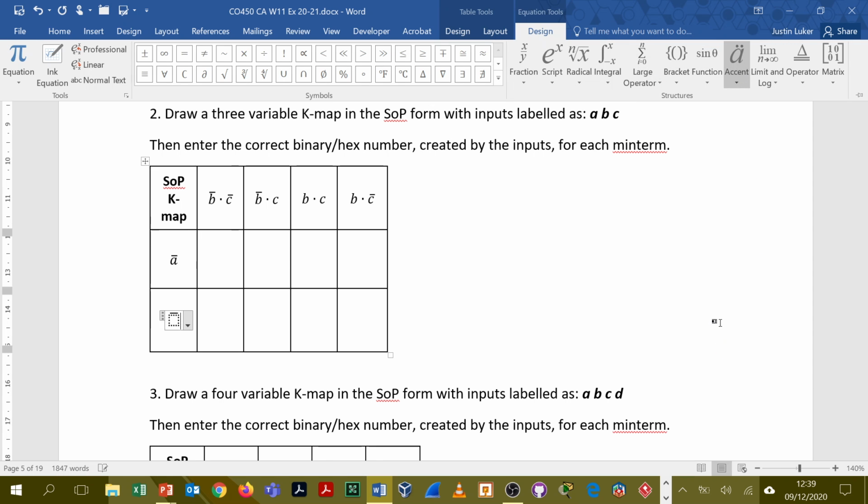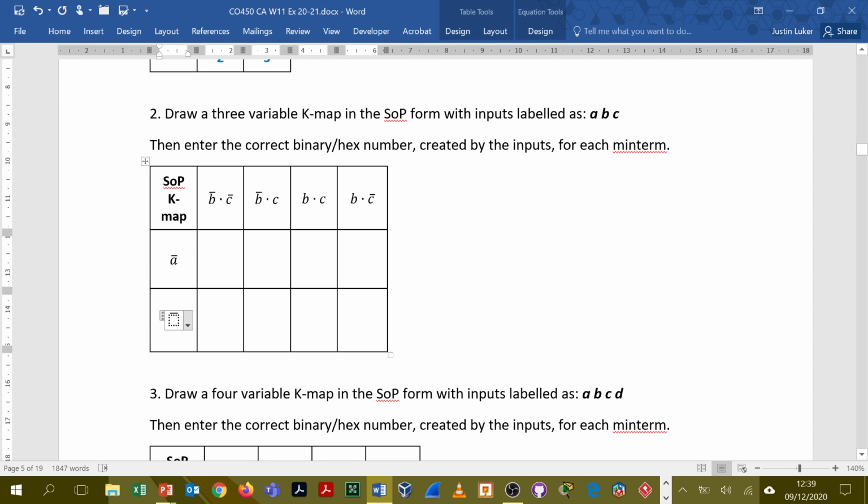There we go. So not A. Oh, I didn't need my not symbol, do I? Just put that in. I didn't need it. So it's just A. Whoops, just A. There we go. And then we can put the binary and hex in.